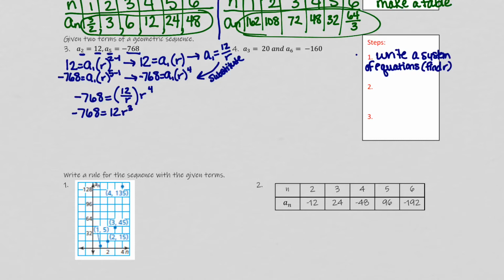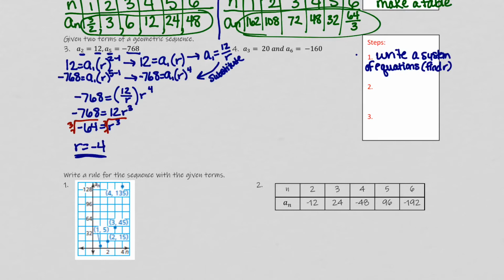Remember, we subtract the powers. So it's 4 minus the 1 on the bottom. And then I want to solve for r. So I'm going to divide both sides by 12. So I get negative 64 equals r cubed. And I still want just r. To get rid of a cubed power, we take a cube root. So we're going to take the cube root of both sides. And we end up getting r is negative 4.